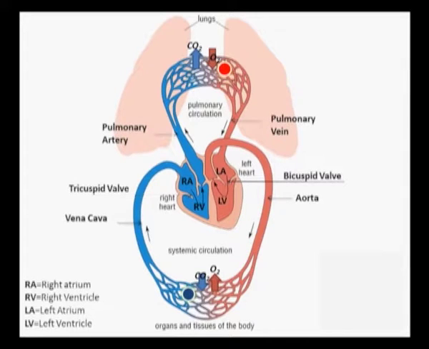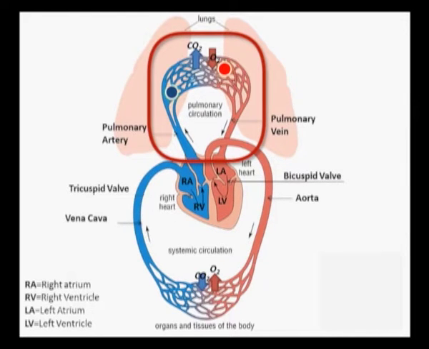Pulmonary circulation is the movement of deoxygenated blood from the heart to the lungs for oxygenation and return back to the heart again. Oxygen depleted blood from the body leaves the systemic circulation when it enters the right atrium through the superior and inferior vena cava. The blood is then pumped through the tricuspid valve into the right ventricle, from where it is pumped into the pulmonary artery through the pulmonary valve.